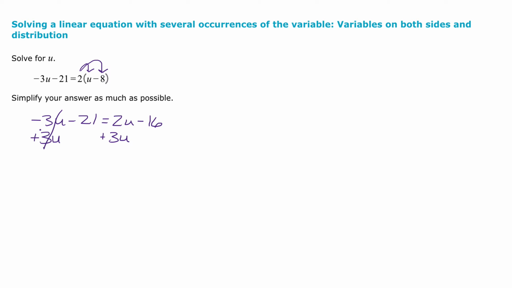So I move the minus 3u over by adding 3u to both sides. And that's going to give me negative 21 equals 5u minus 16.